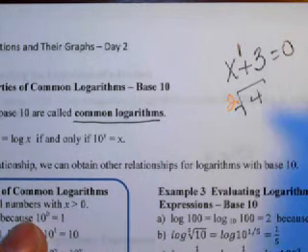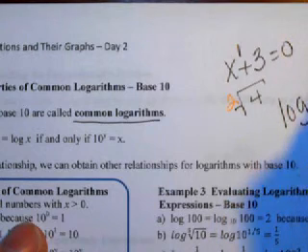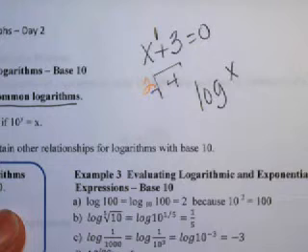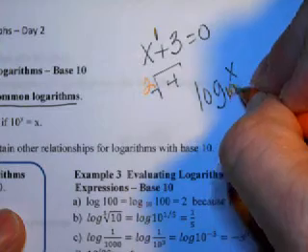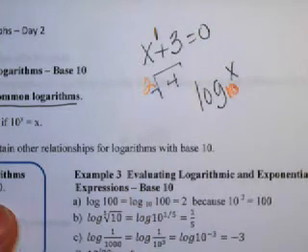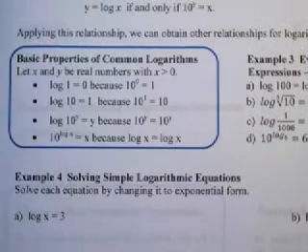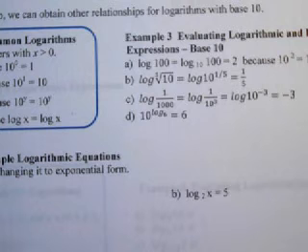The same thing with a log. If I have log of x, there is no base written there, then I automatically know that that is base 10. All right, when there is an absence of a base, it is base 10. Okay? So you need to know all these properties of common logarithms. Here are some examples of common logarithms. So we need to know all of those.